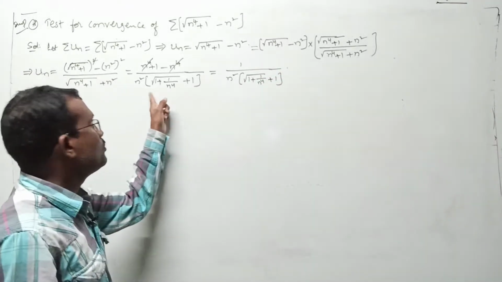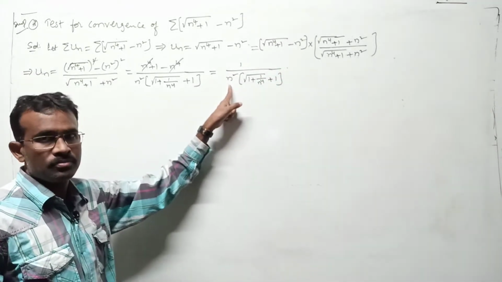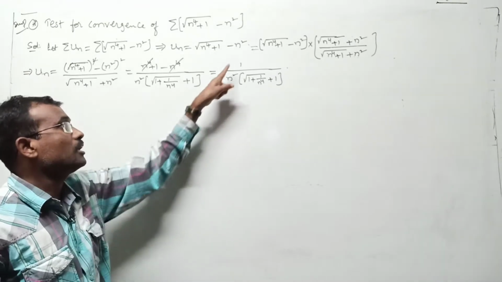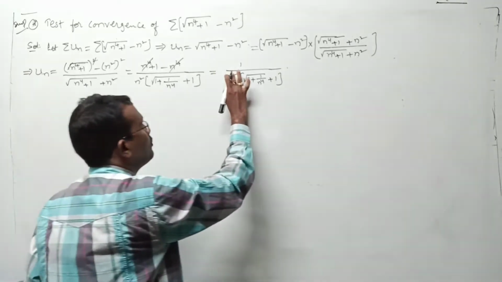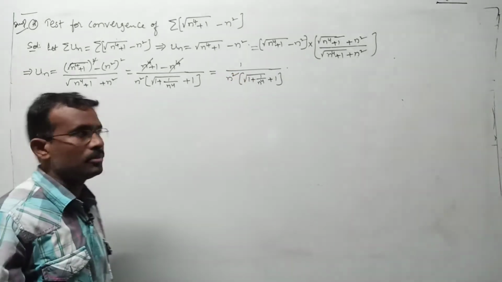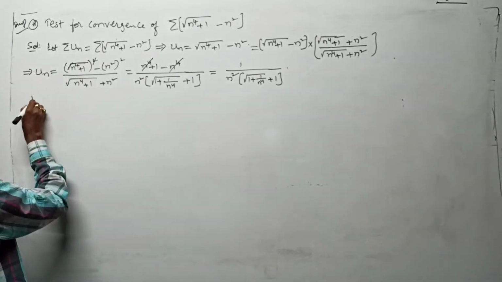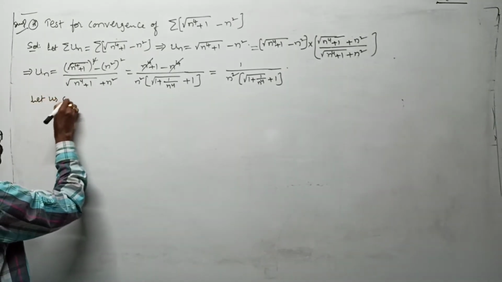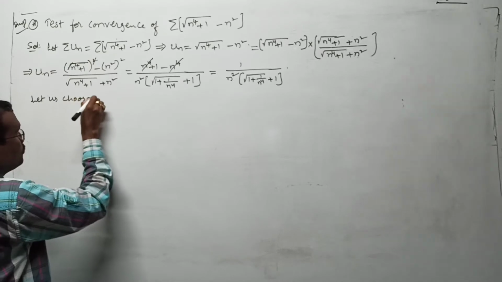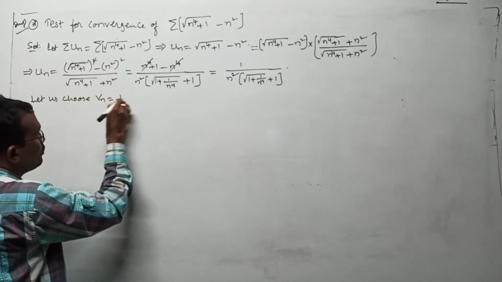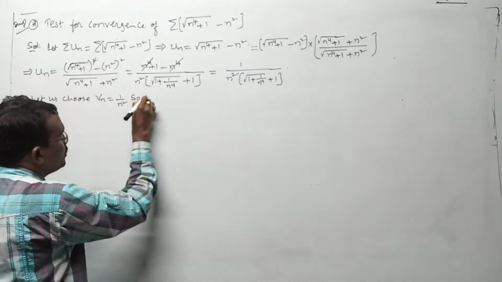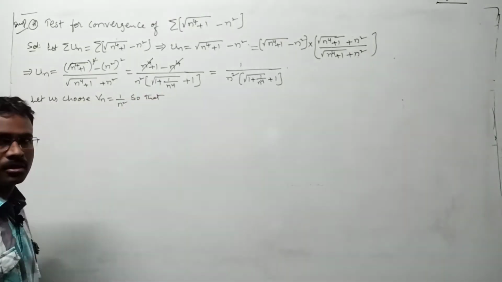We have taken all the n terms common. Now choose the common term Vn. What is that Vn here? Is it 1 by n square or not? Let us choose Vn is equal to 1 by n square. After that you have to verify whether it is correct or not.